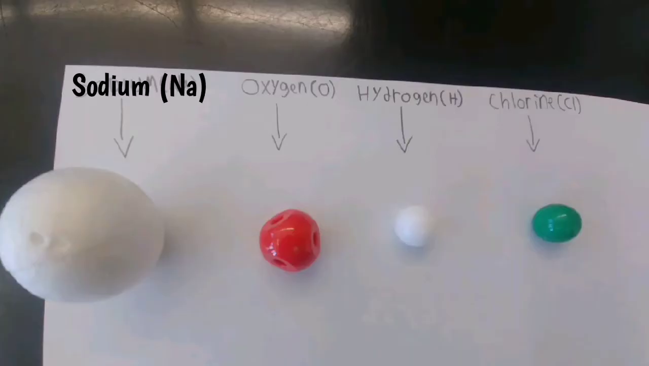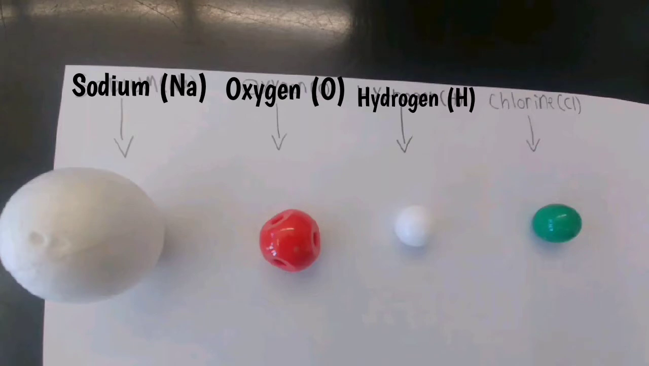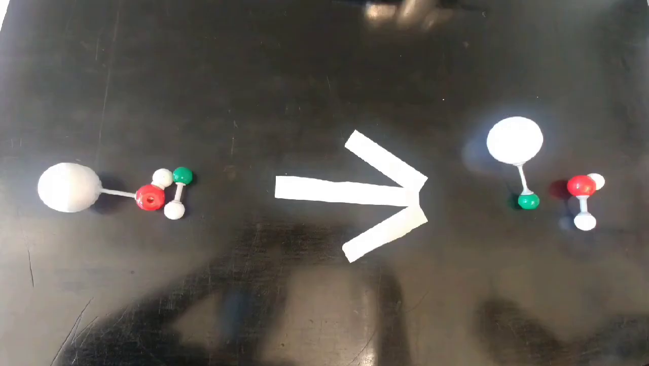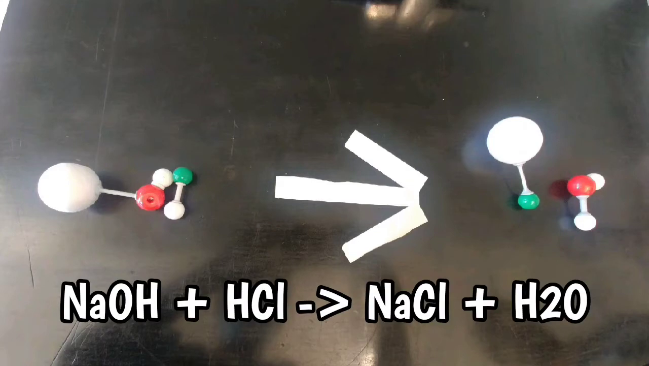Now, let us introduce the atoms we are using to perform the neutralization reaction. Sodium, or Na, is the styrofoam ball. Oxygen, or O, are the red atoms. Hydrogen, or H, are the white atoms, while chlorine, or Cl, are the green atoms. Now that you are familiar with the atoms, here is the equation. Sodium hydroxide plus hydrogen chloride is balanced out to be sodium chloride and hydrogen dioxide, or water.